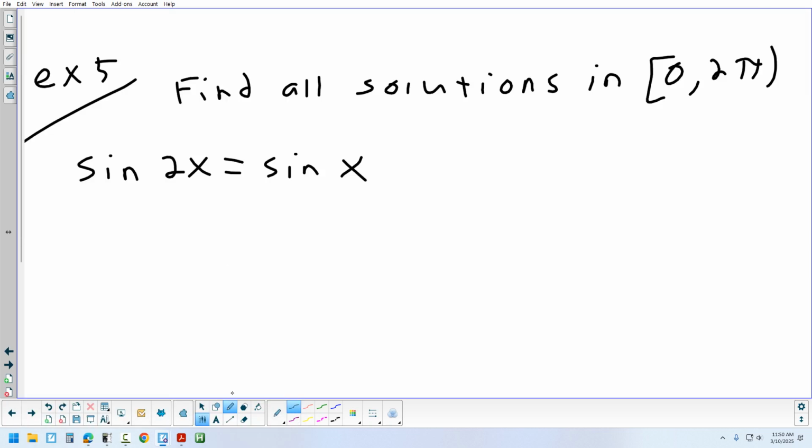The problem with this one is not that you have different trig functions. You don't. You have all sines. But if you have all the same trig function, and these are not the same, then who cares? It doesn't help. You've got to have these the same. So you are not allowed to have a 2 in front of the x. What's the formula that gets rid of the 2?